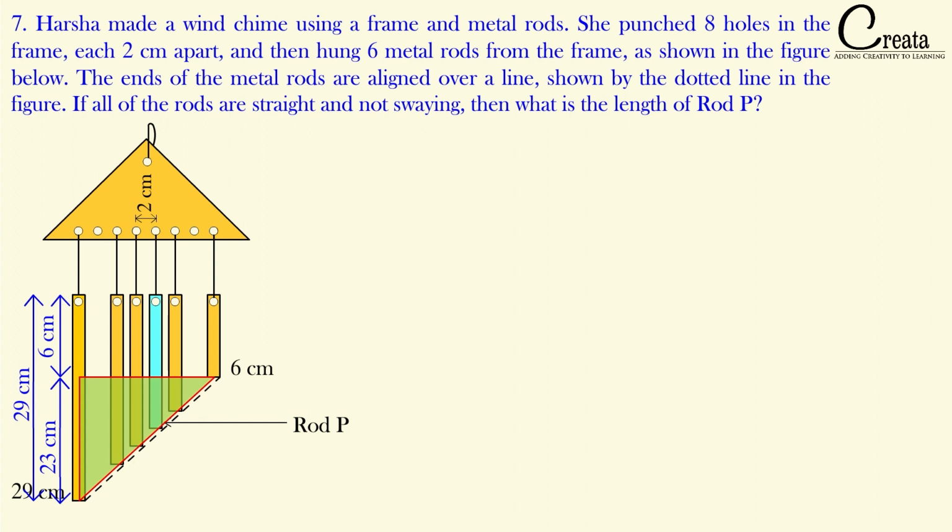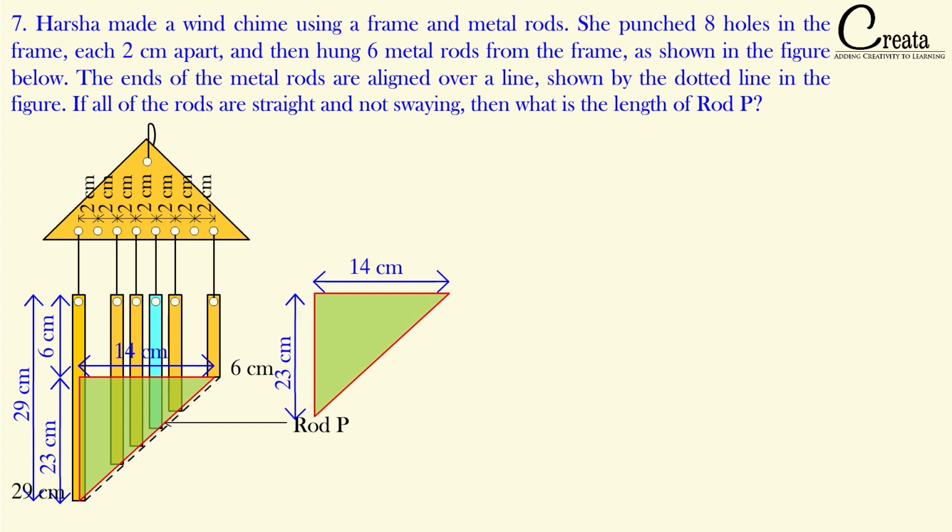Further, can we find this side of the triangle? Let's see. The distance between the holes is given as 2 cm. So can we find this complete distance, which will be equal to the addition of the distances between all these holes, which is 14 cm. The distance between each pair of holes is 2 cm. In totality, if we add, we get this distance as 14 cm. One side we got as 23 cm, the second side as 14 cm.